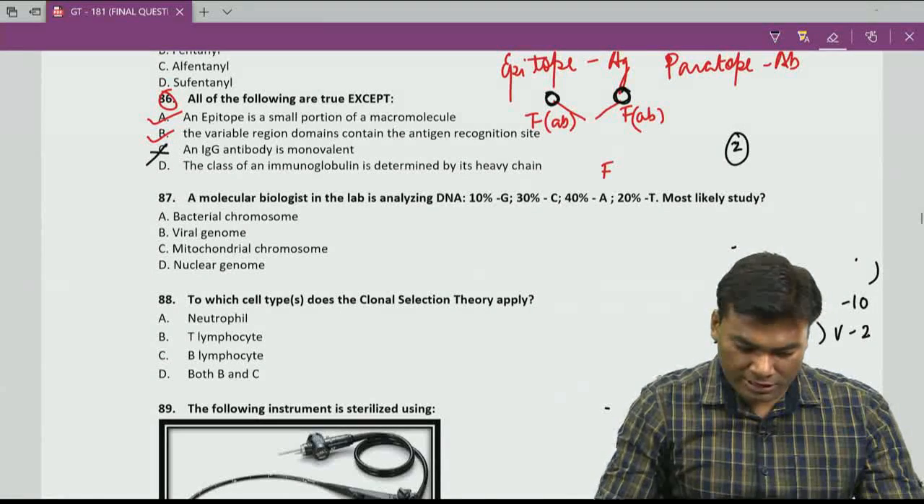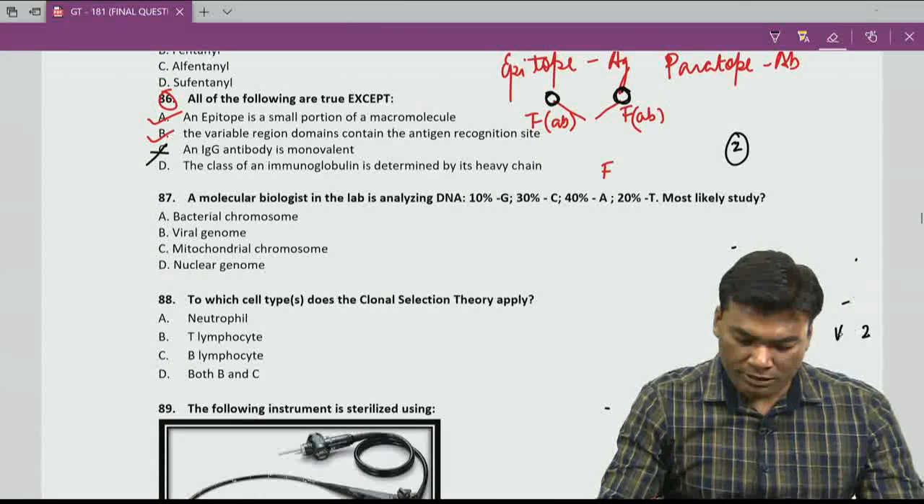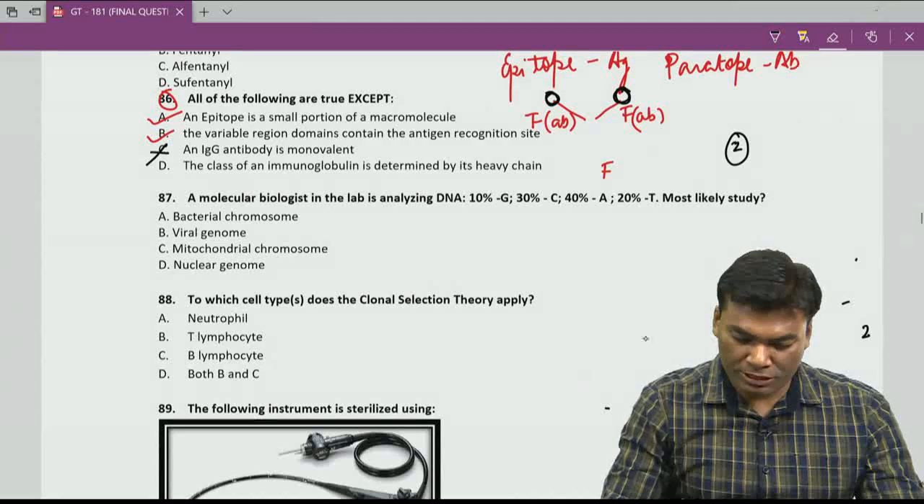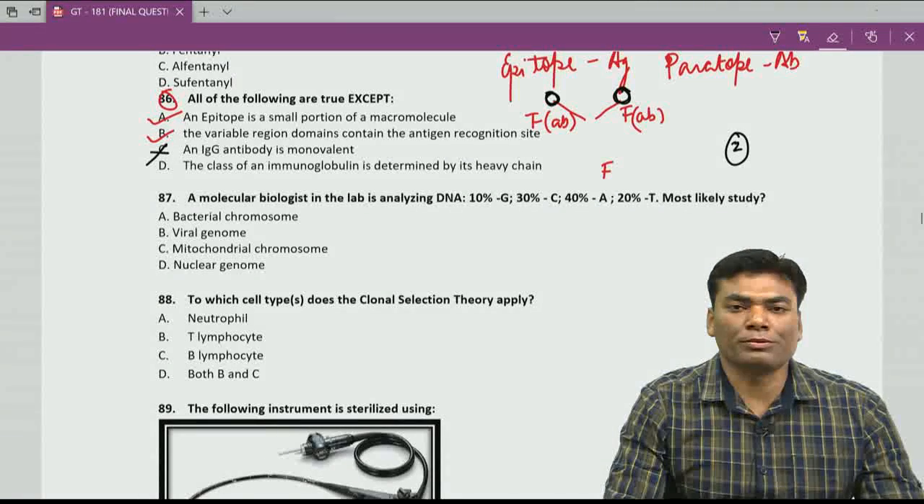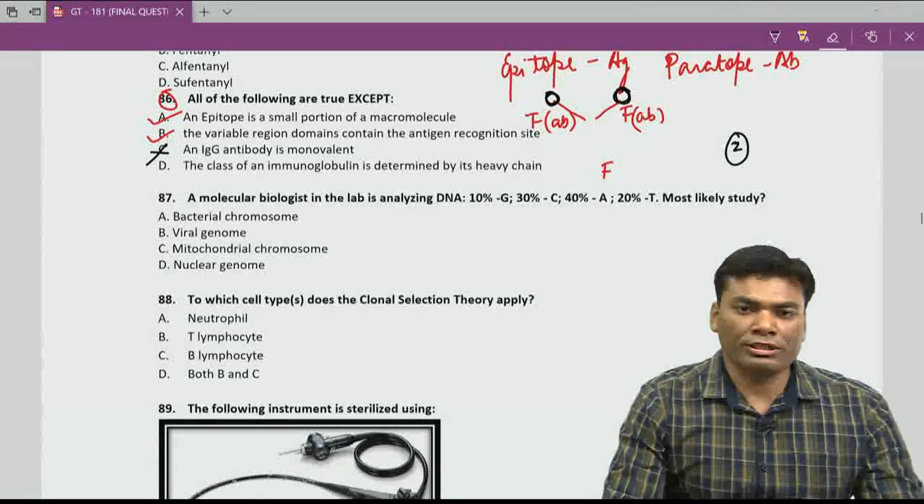So the question says that a molecular biologist in the lab is analyzing DNA, and the DNA has different percentages of A, T, G and C. Now you know that A is complementary to T, adenine is complementary to thymine, and cytosine is complementary to guanine.